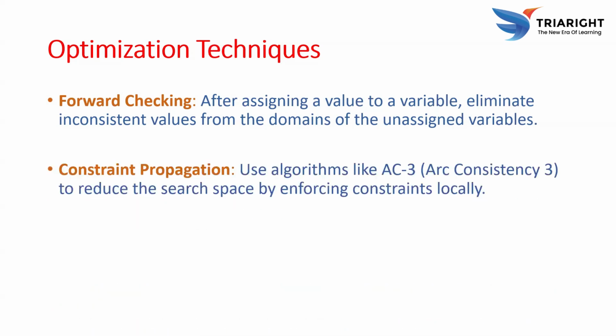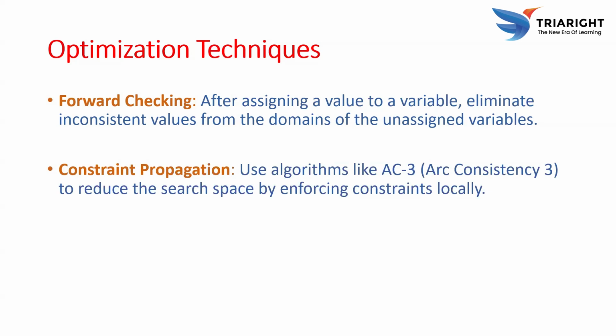Constraint propagation uses algorithms like AC-3 to reduce the search space by enforcing constraints locally. How it works: constraint propagation is a more general and powerful form of domain reduction, right?